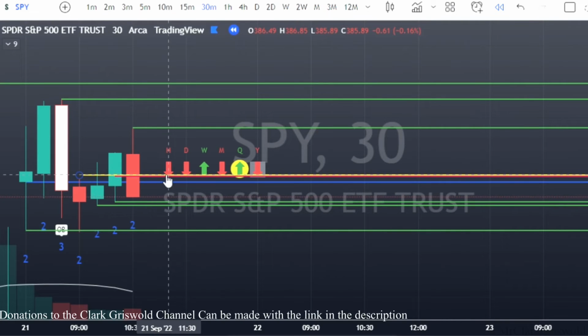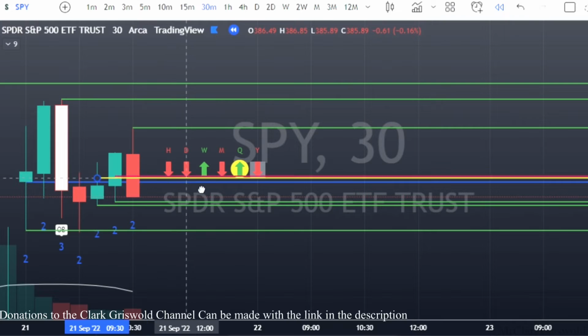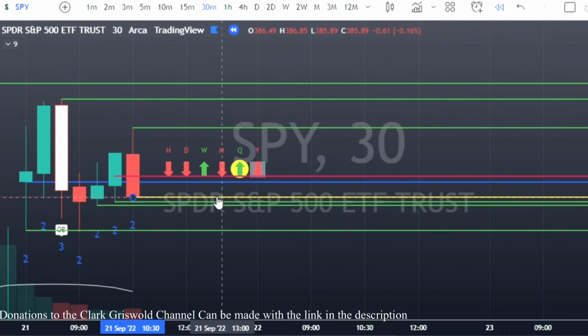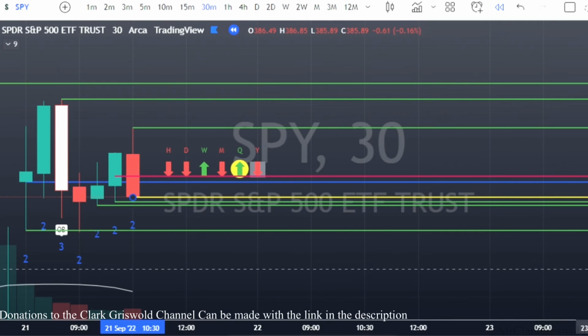Now what are we looking for? Now we are looking for a break to the downside. We've got the hourly and the daily red. We're on the bottom of the blue line. We're looking for a trigger.